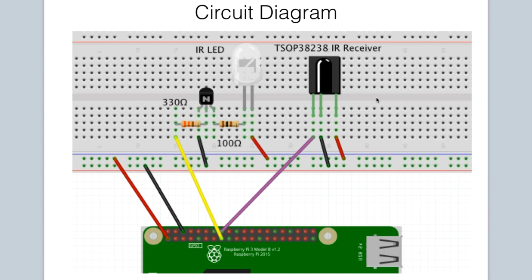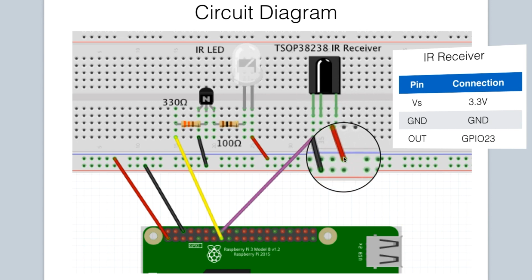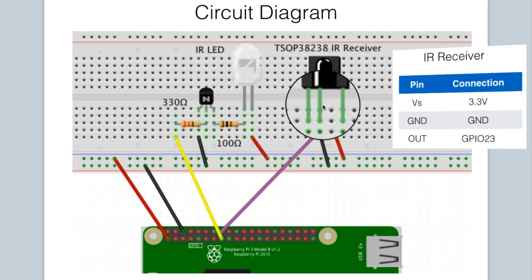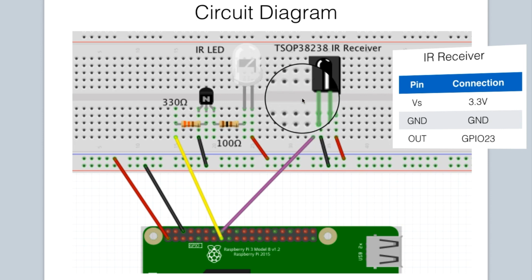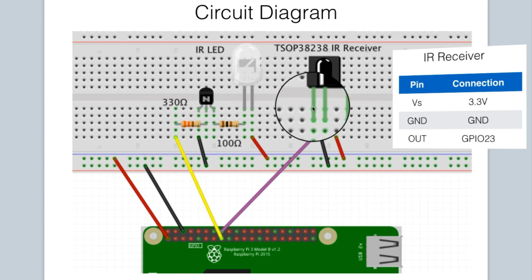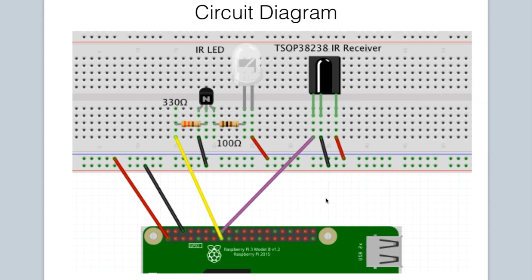Last but not least is our infrared receiver, and the VS or VCC pin on our infrared receiver is connected to the 3.3 volt rail. The middle pin, or the ground pin, is connected to the ground rail, and finally the output pin is connected to GPIO 23 or pin 16 on the Raspberry Pi. That's all the wiring that we need, and that completes the review for our circuit diagram. Let's now proceed to wire up our circuit.